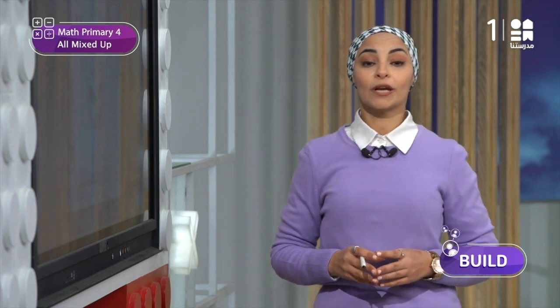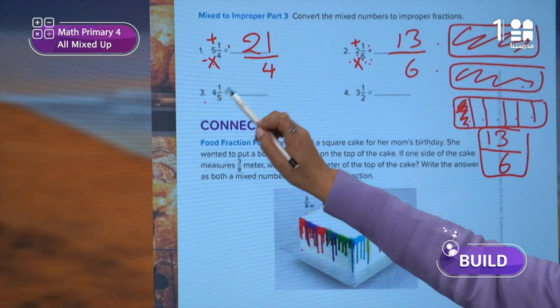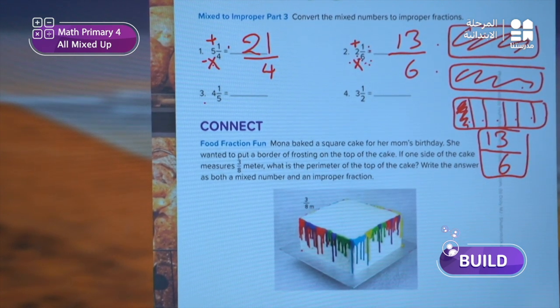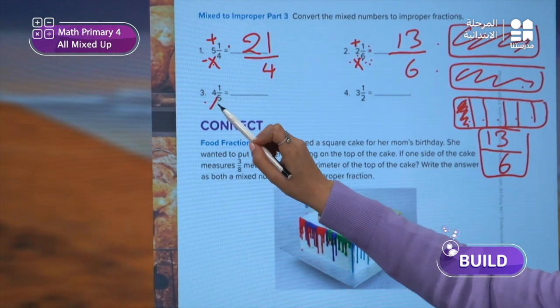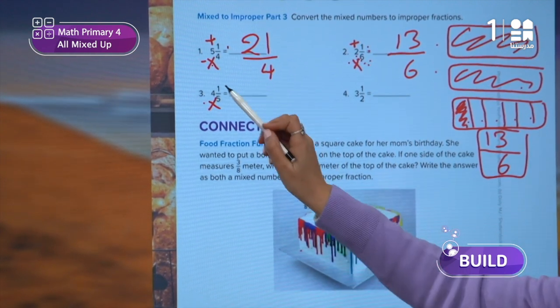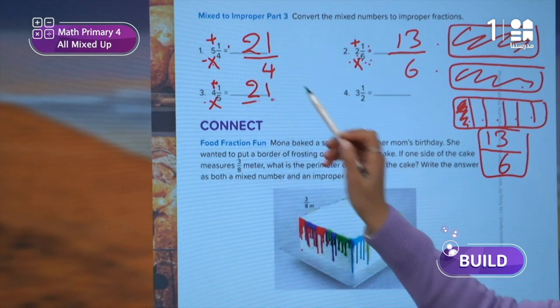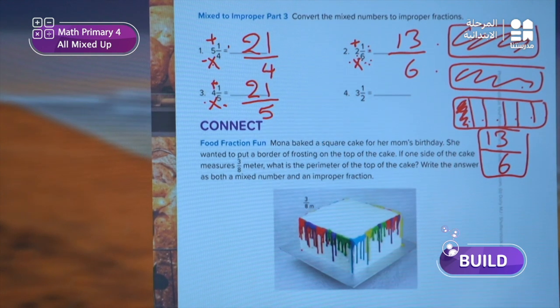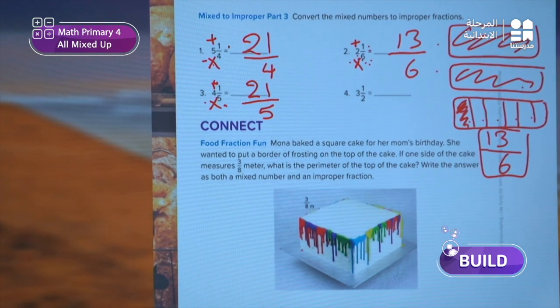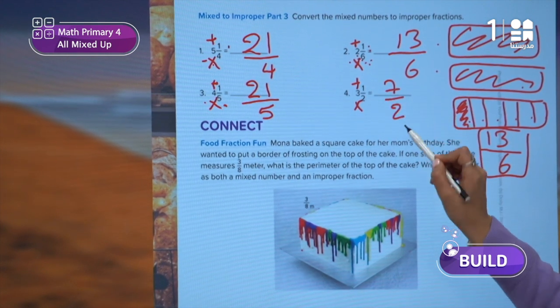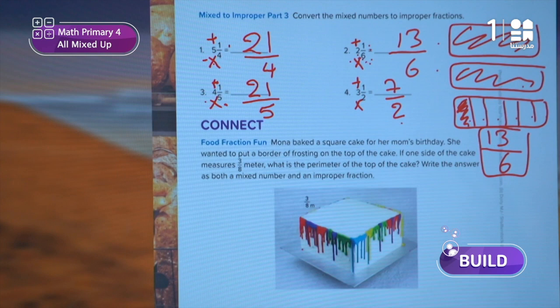Now in problem number 3 we need to convert the mixed number 4 and 1 over 5 into an improper fraction. I will do it in the same way. I will multiply the whole number by the denominator plus the numerator. Here 4 times 5 equals what? 20, plus 1 equals 21. 21 over what? Yes, I will keep the denominator as it is. So 21 over 5, and this is my improper fraction. And now we can solve problem number 4 in the same way. 3 times 2 is 6, plus 1 is 7, over the denominator which is 2, and this is my improper fraction, which is 7 over 2.